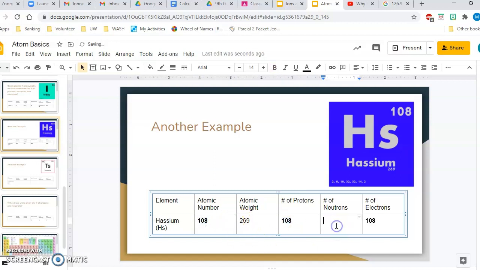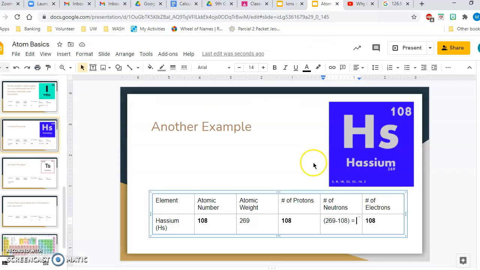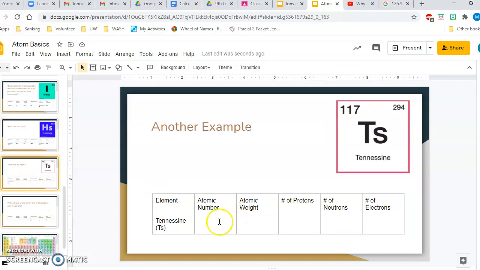And now we have to find the number of neutrons. So I like to do a little subtraction problem like this. And then you guys could either do this by hand, if some of you are smarter than me and can do it in your head, that works too, or we can use a calculator. So our calculator just said that our number of neutrons was 161. So let's go through another example.